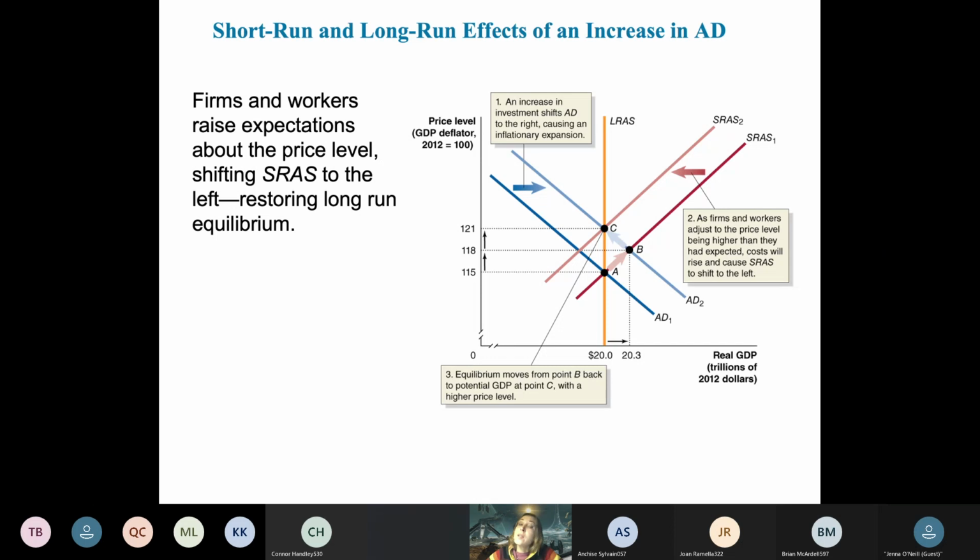The only problem here is that it puts pressure on prices. So the prices are going up. As you see from the level that's 115, we're moving to level 118. So inflation becomes a problem, putting pressure on prices. And in response to that specific increase in prices, wages also tend to go up, right? That's the story. And so long run aggregate supply shifts to the left.